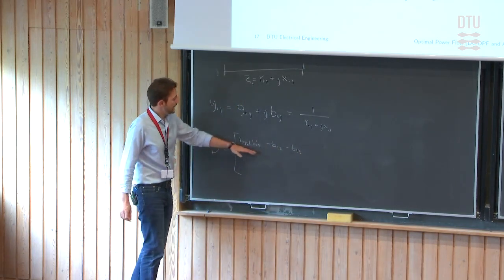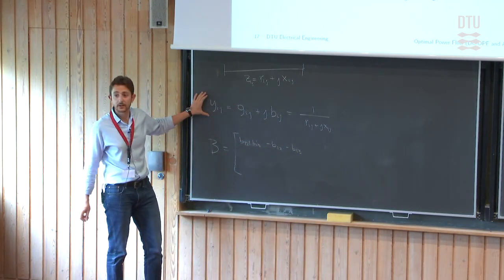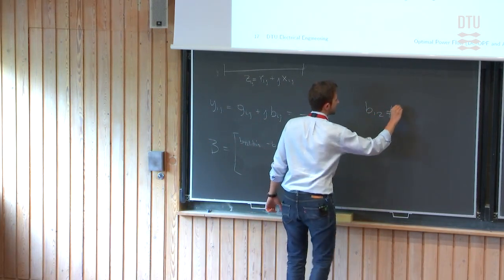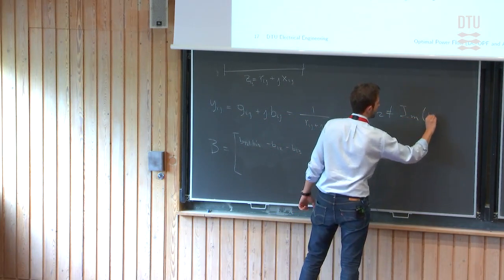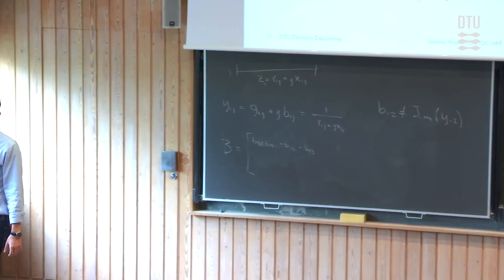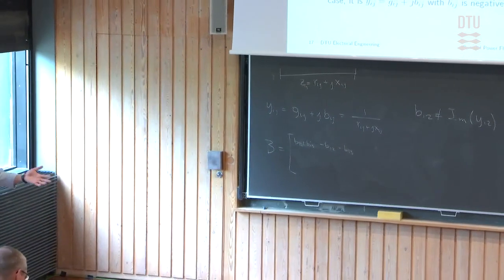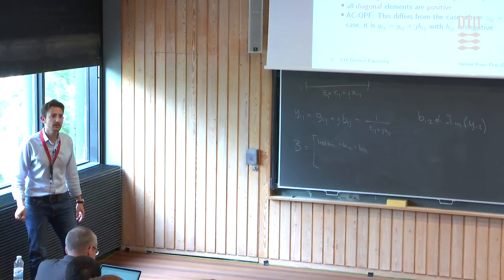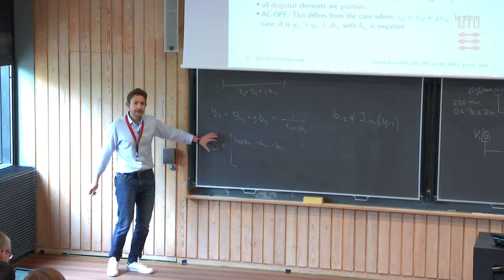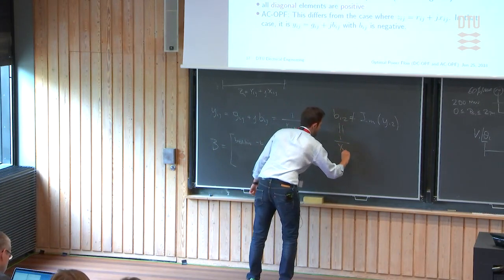My B12 here is not the imaginary part of that. So B12 is not the imaginary part of Y12. The difference is a minus, but this minus can be fundamental or crucial. So if I go for the DC-OPF approach, my B12 is 1 over X12 and end of story.